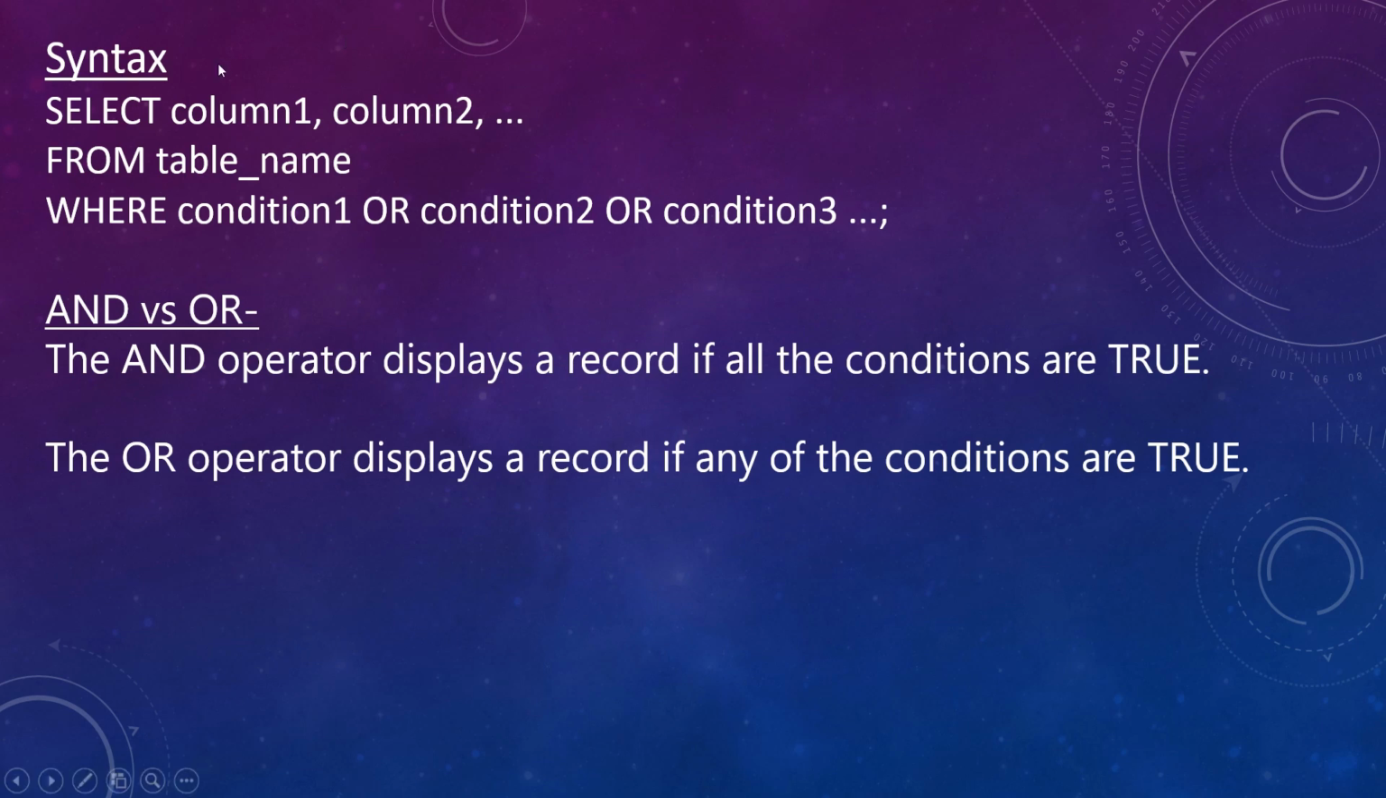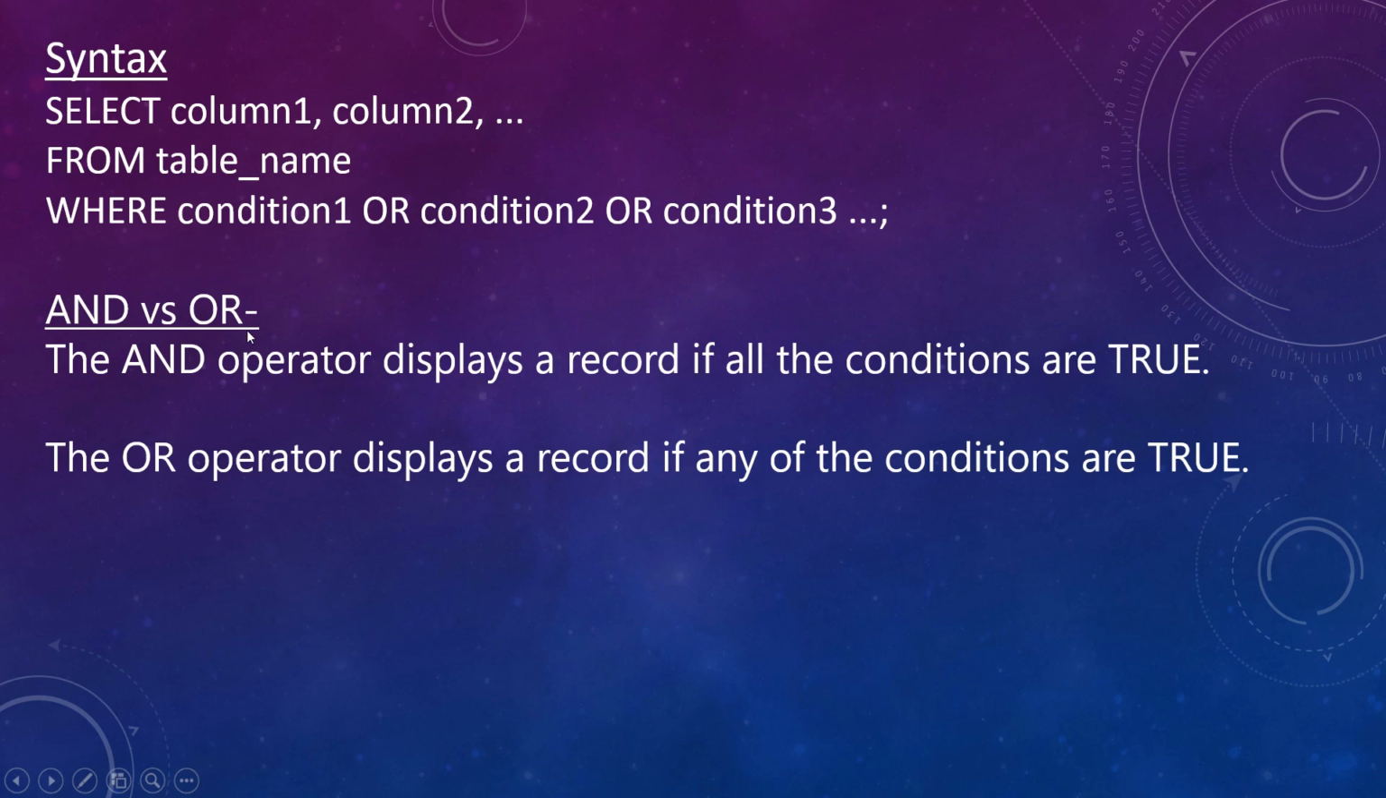This is the syntax, although we have seen the query itself, but still for your clarity: select, then we can have columns as per our requirement, or we can say select star, so all the columns will come. But for syntax we say select column 1, comma, column 2, and so on. Then we write from and then the table name, then where condition 1 or condition 2 or condition 3 and so on. So we can have more than one OR condition as well. This is the syntax for the OR operator.